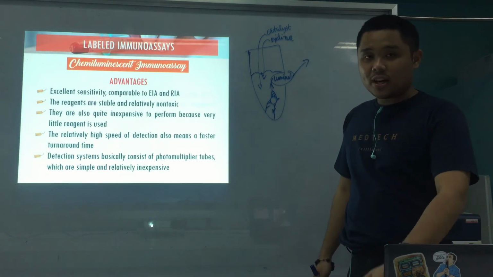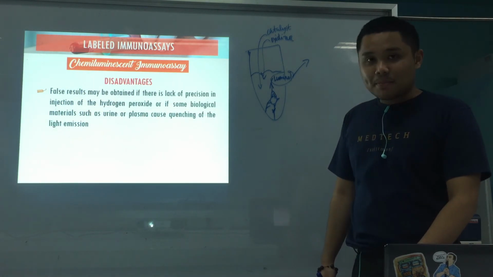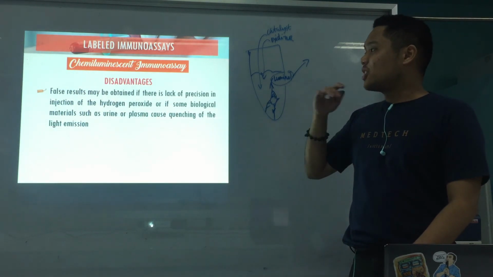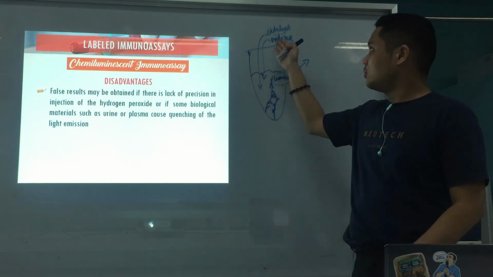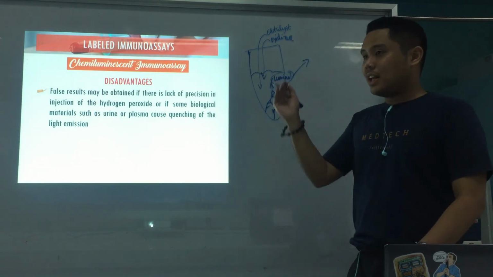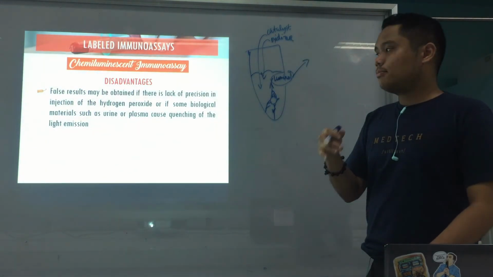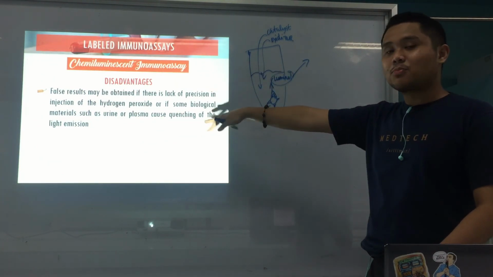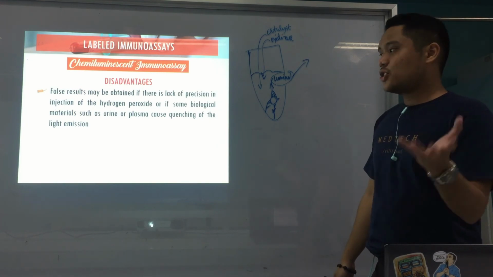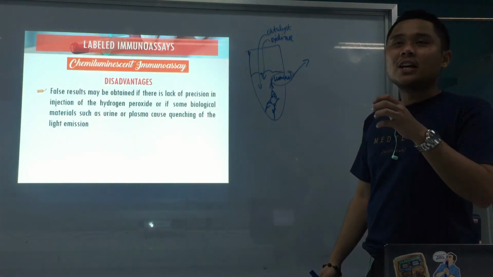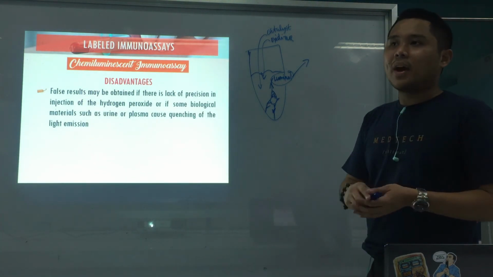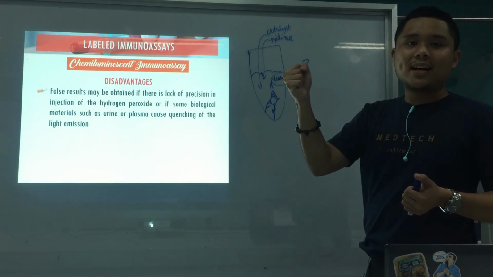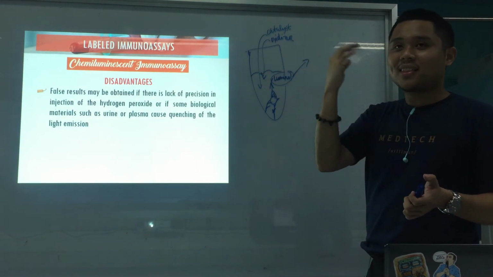But for the disadvantages, false results may still be obtained if there's a lack of precision in the injection of H2O2 in your oxidizer, or if some biological materials, as mentioned, because again, this produces light, could quench the light emission. So when you say quench, just think about it as something that removes the light, like snuffing it out. That's how I think about it.